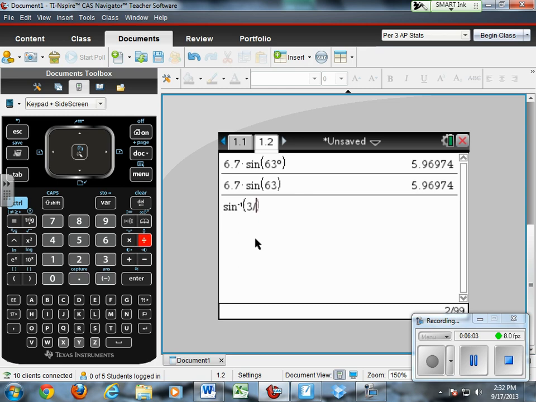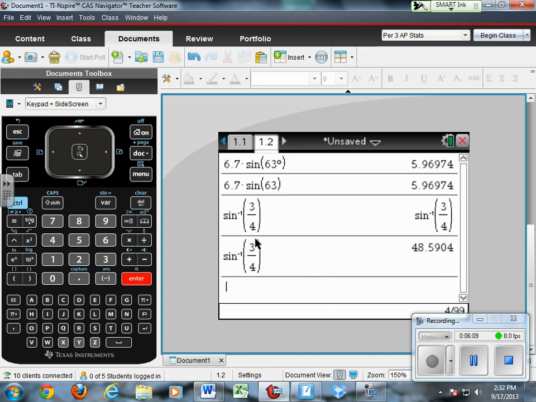Okay? Oh, one of those crazy things again. Control Enter. There we go. 48.6 degrees. That looks pretty reasonable. Now, what if I had been in radian?